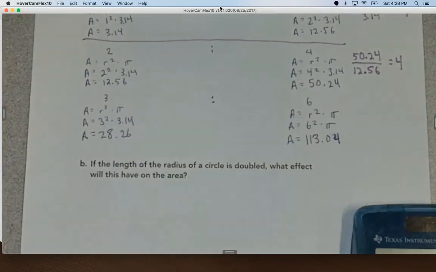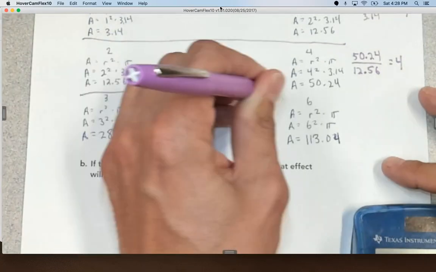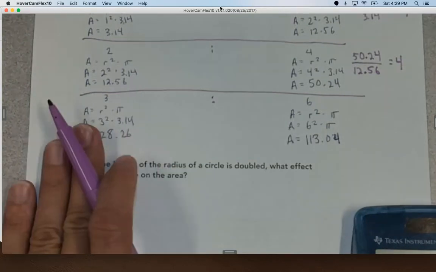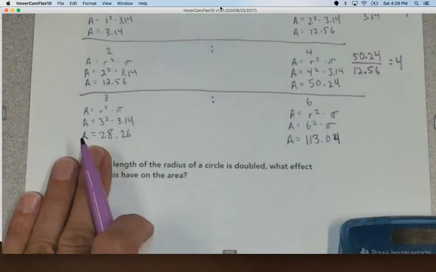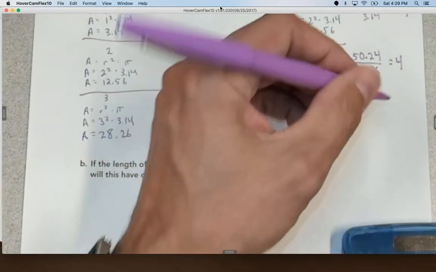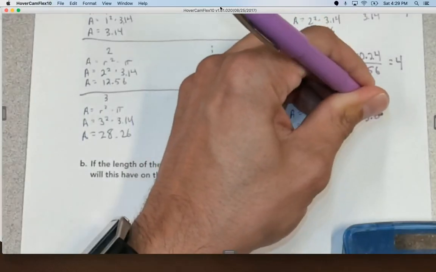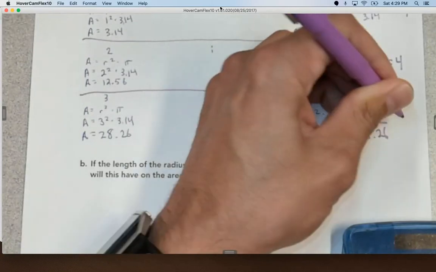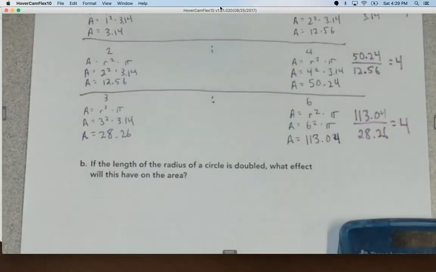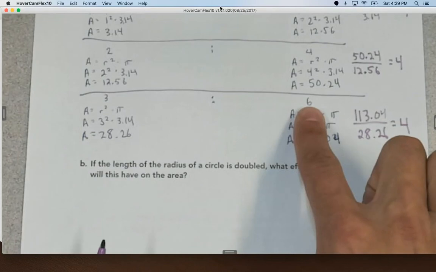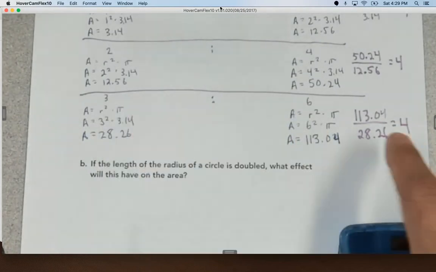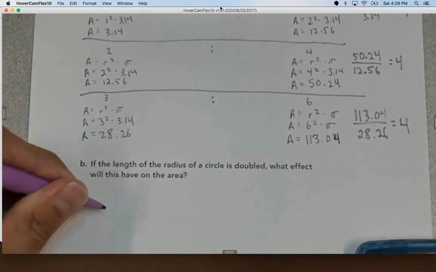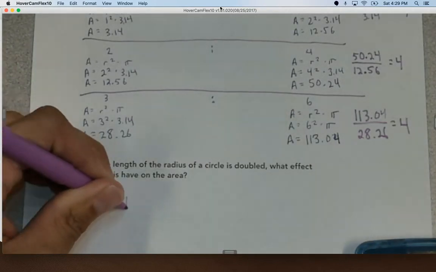One more example. I took a radius of 3 and then a radius that would be double that, a 1:2 ratio. And when I took the areas and I took the larger area and I divided it by the smaller area, I got 4. So this radius is double the size of this radius, but the area is 4 times the size of this radius.